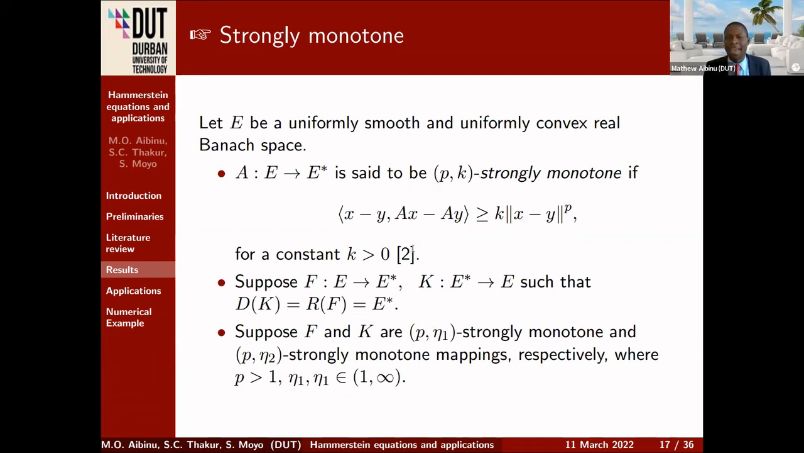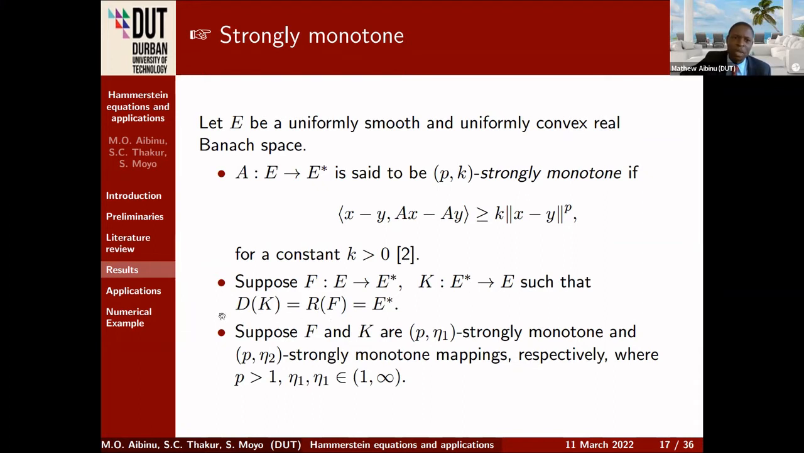Observe that if K is equal to 0, then we obtain a monotone mapping. That shows that this class of monotone mapping, which we are considering and using in this study, is more general than monotone mapping, because monotone mapping is obtained when K is equal to 0, and this is defined for K greater than or equal to 0.